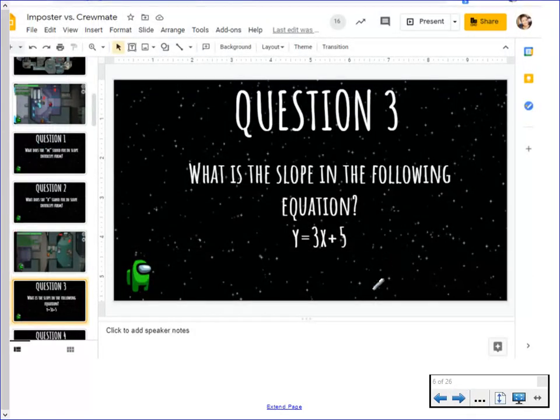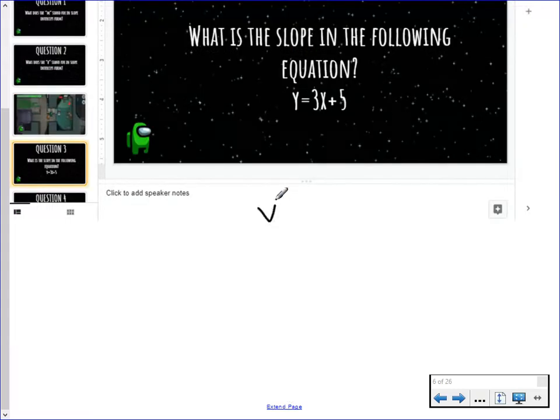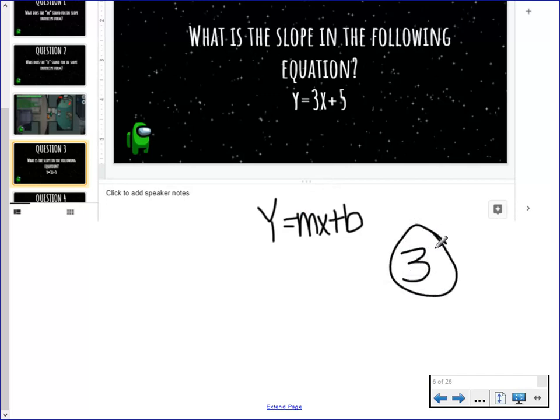Number 3, what is the slope in the following equation? Well, this equation is also in slope-intercept form. You just told me that slope is the letter M, and the number that is in the same place as the letter M in this case is a 3. So 3 is the answer to number 3. So like I said, if you're not getting them right, fix them. Please have the right answers when you go home.